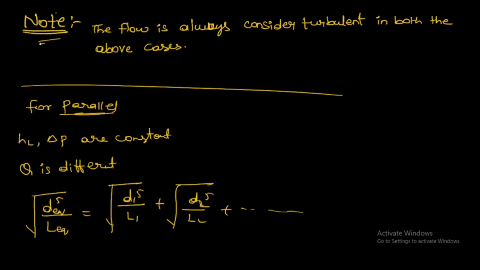And one more note is that the flow is always considered turbulent in both cases, parallel connection and series connection. How will the flow be? Turbulent in nature. So remember this. They may ask whether it will be laminar, turbulent or transition. In both cases, parallel and series connection, the flow will be turbulent.